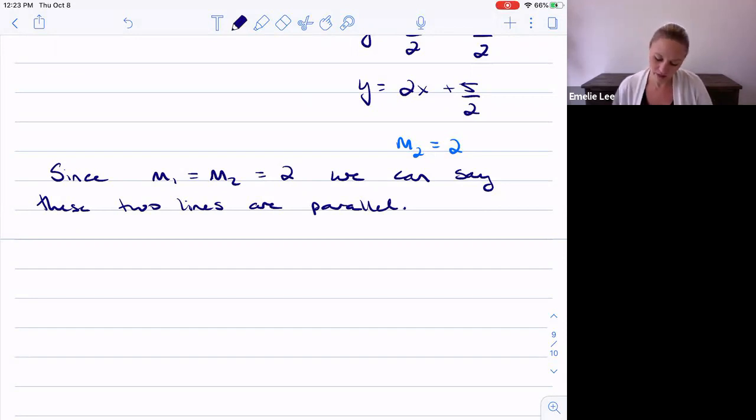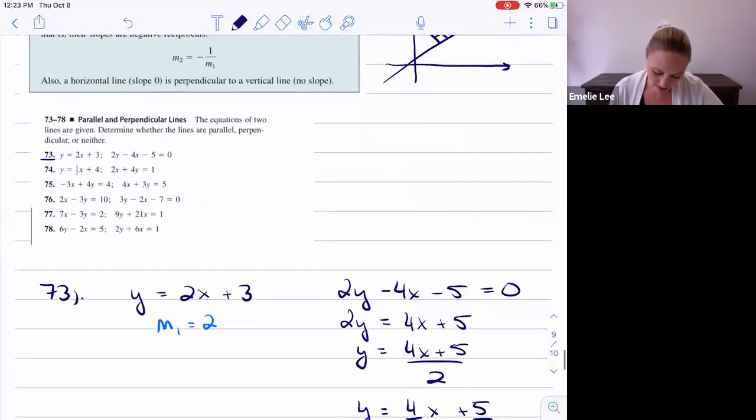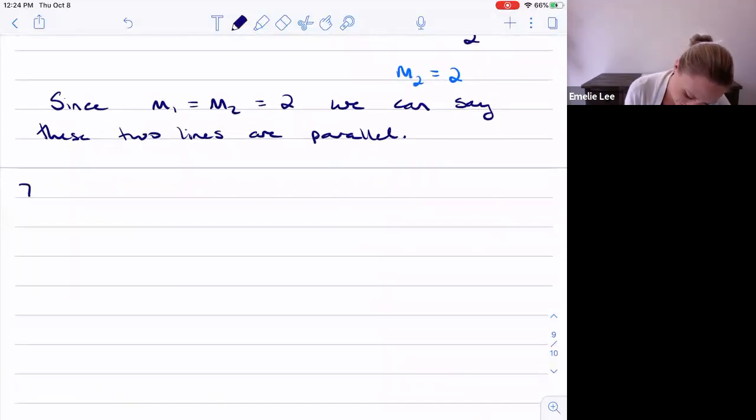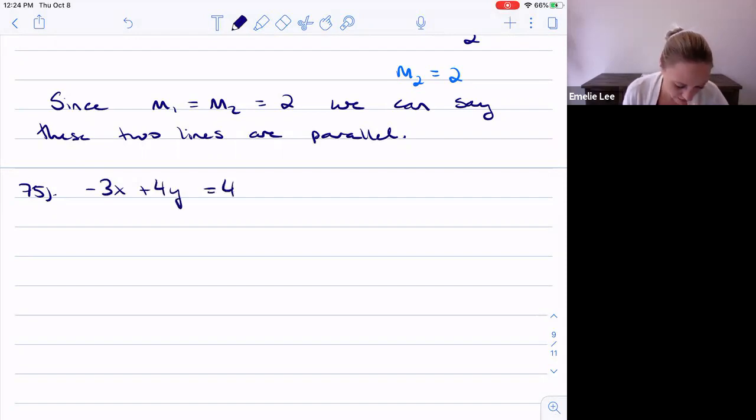Okay. Let's try 75, only because I picked a bad one. I picked another parallel one last class. So now I know that 75 is not going to give me parallel. So I've got negative 3x plus 4y equals 4, and then I've got 4x plus 3y equals 5. So these are my two lines.